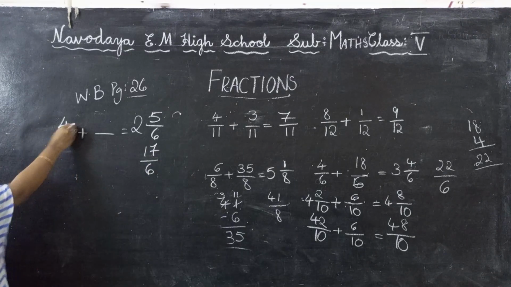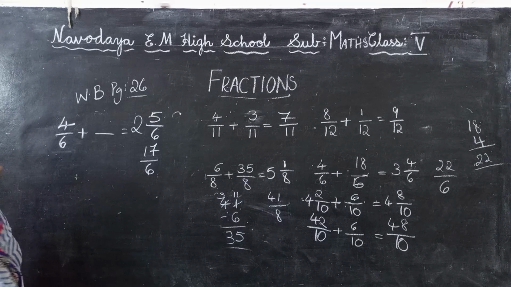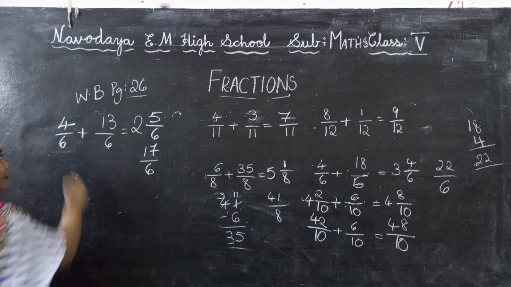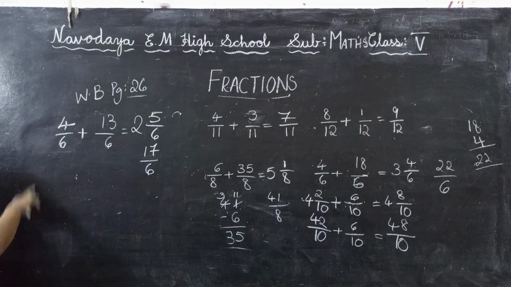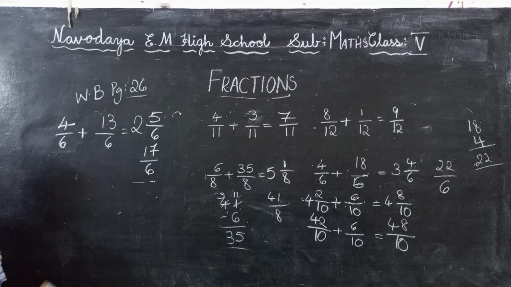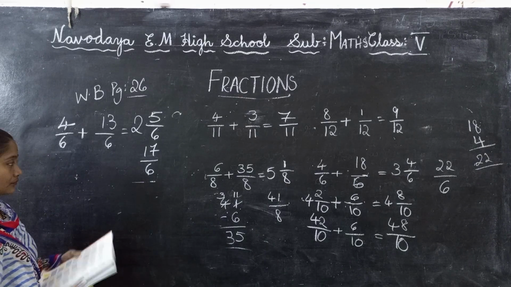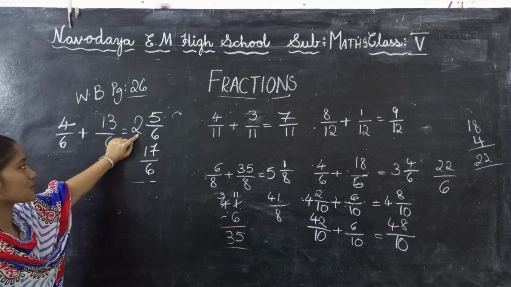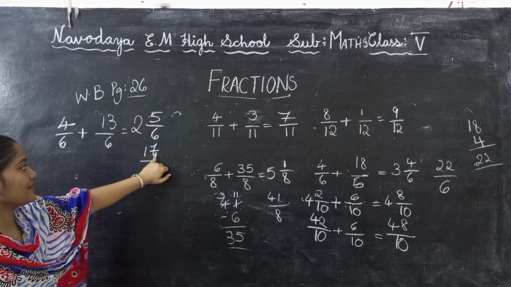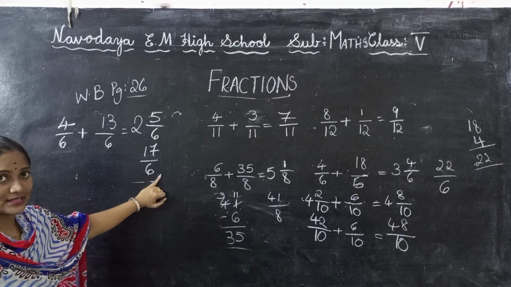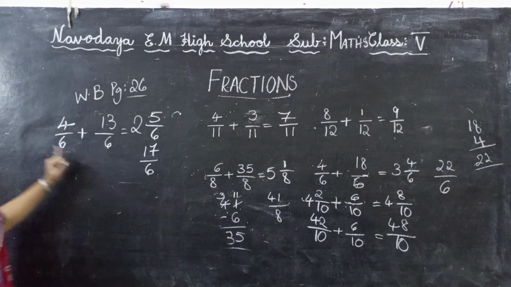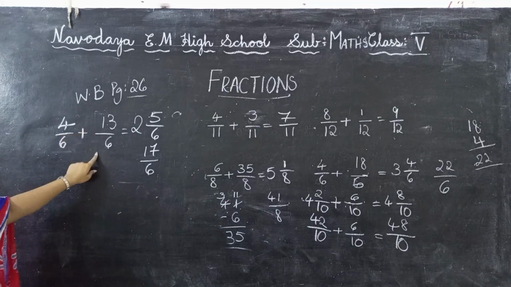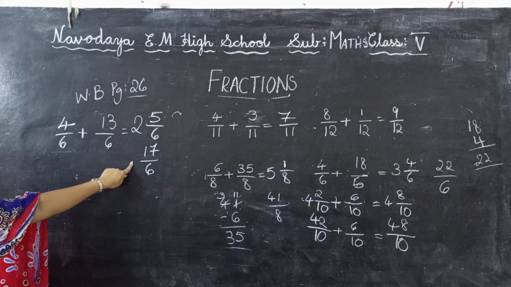How much I have to add for 4 to become 17? If I add 13 upon 6, 4 plus 13 is 17. And the denominators are same. So here 6. It is in the form of mixed fraction. 6 twos are 12. 12 plus 5 is 17. The denominator is 6. How much I have to add for 4 to become 17 upon 6? If I add 13 upon 6, it becomes 17 upon 6.